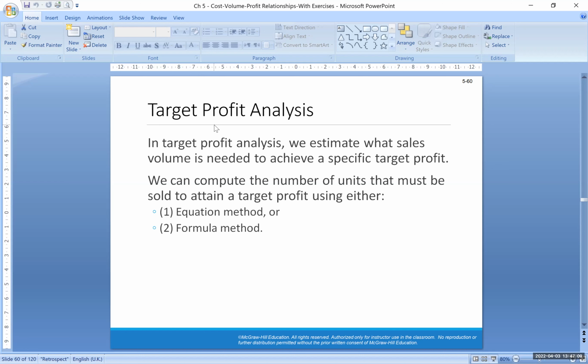Just to remind you, what is the equation and the formula? Equation, we say the profit is equal to sales minus total variable cost minus total fixed cost. And to remind you that sales minus total variable cost is equal to total contribution margin. So the equation can be total contribution margin minus total fixed cost. And the total contribution margin is simply the contribution margin percentage multiplied by the sales. All minus total fixed cost will equal the profit.